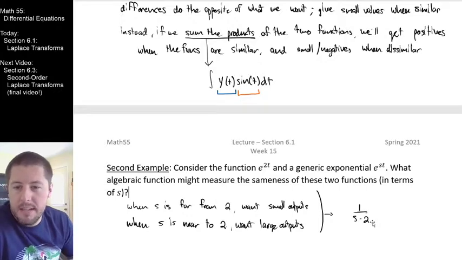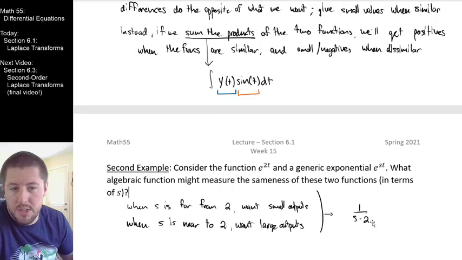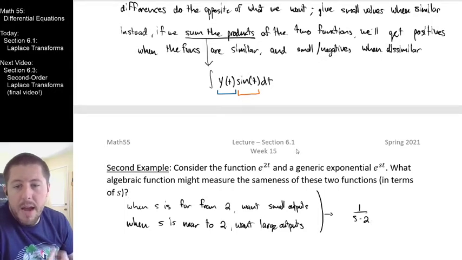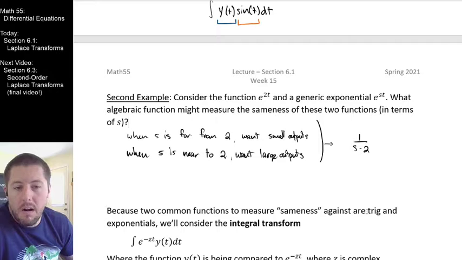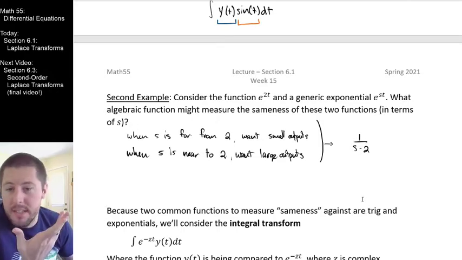I'm just kind of trying to estimate how you come up with a function or a description of a calculation that helps us measure sameness between two functions that are maybe related: two trig functions, two exponential functions. So it seems like we've got some ideas here of how some of this is going to work. Two common functions to measure sameness against are trig functions and exponentials in our two examples that we've just done.